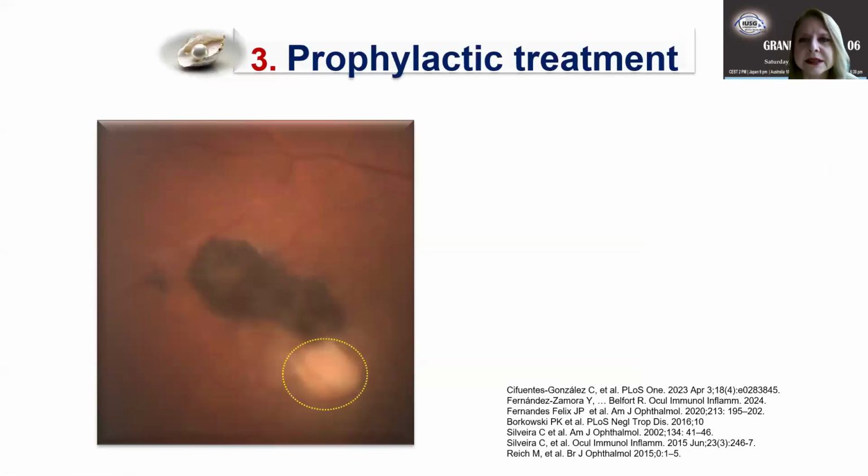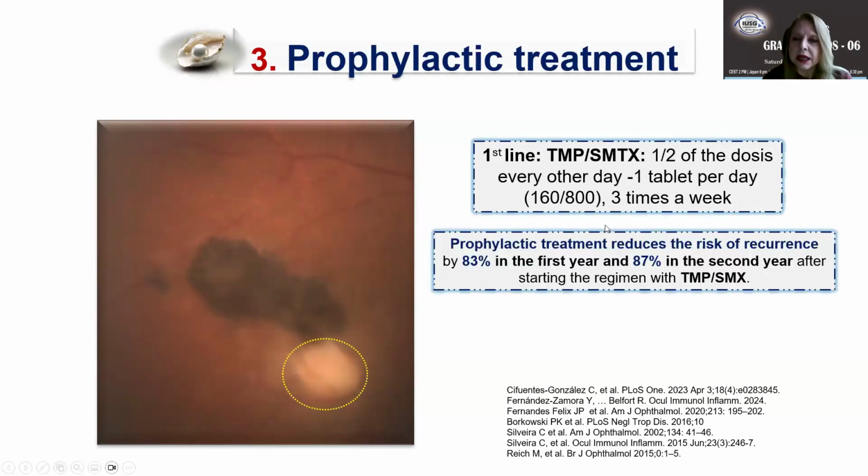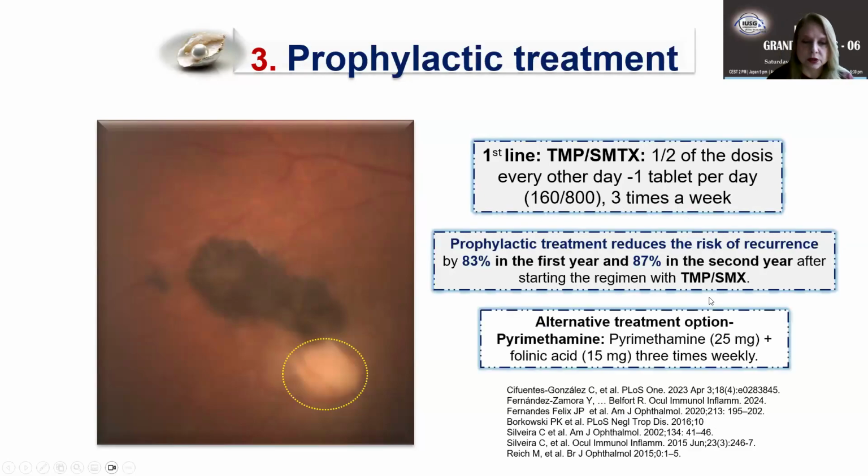Prophylactic treatment is important. The first line to prevent recurrences is trimethoprim sulfamethoxazole, half of the dose every other day. Prophylactic treatment reduces the risk of recurrences by 83% in the first year and 87% in the second year after starting the regimen with trimethoprim sulfamethoxazole. An alternative treatment option is pyrimethamine, published recently by Dr. Belfort's group: pyrimethamine plus folinic acid 3 times weekly.